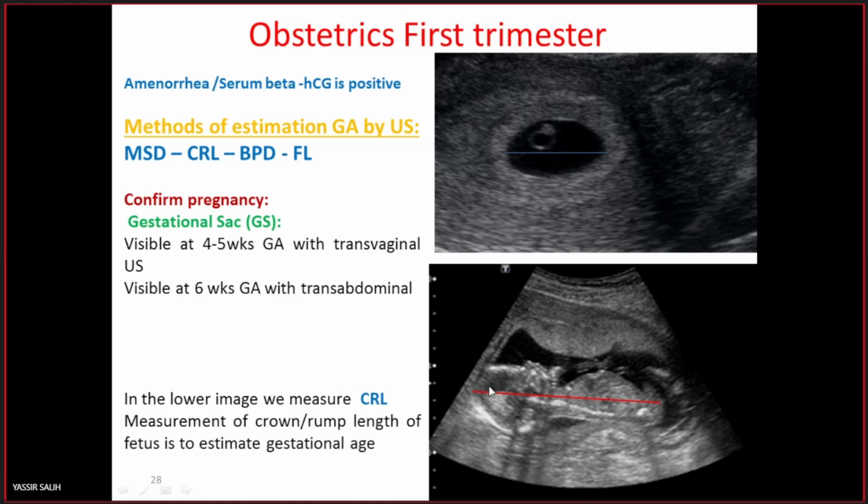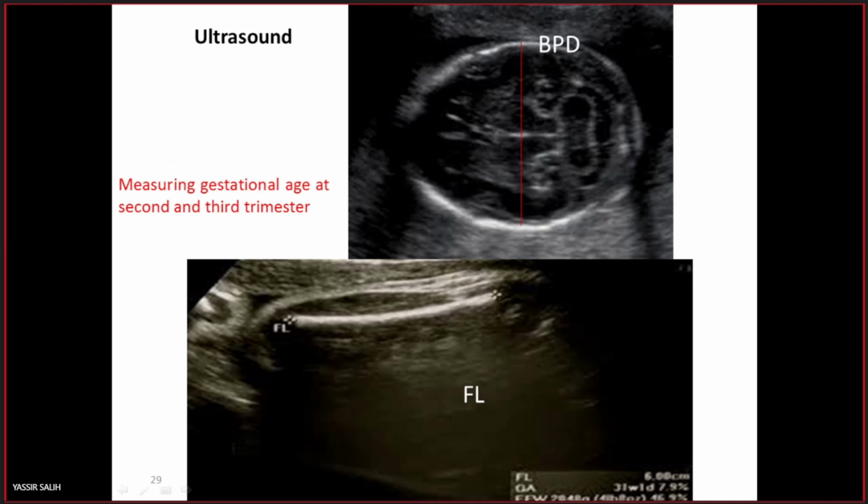But at this time, we can assess the gestational age by another method. This is called crown rump length, measuring the full length of the fetus from the bottom to the top of the head. The machine measures it and says, for example, this is 9 weeks gestational age. This is another method for estimation of gestational age.